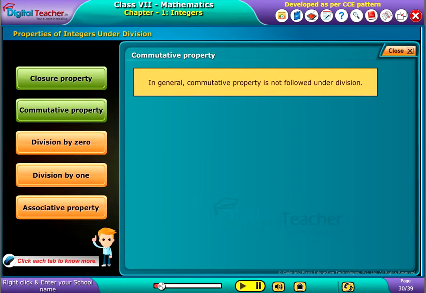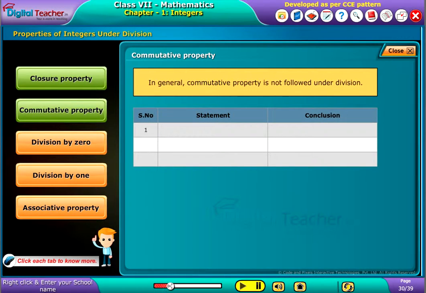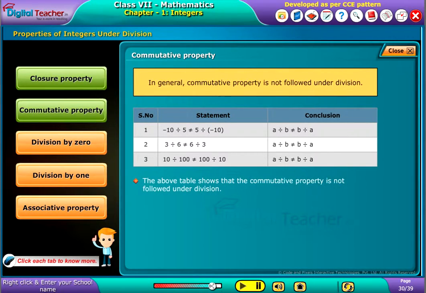Commutative property is not followed under division. In the first statement, minus 10 by 5 is not equal to 5 by minus 10. It concludes that a by b is not equal to b by a. Similarly, the remaining two statements are also not equal. The above table shows that the commutative property is not followed under division.